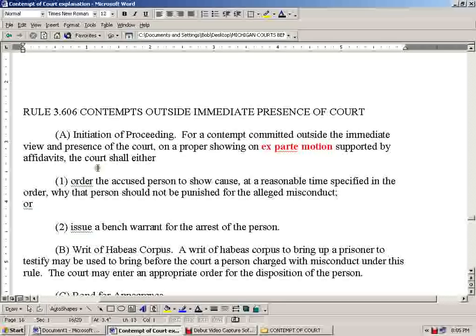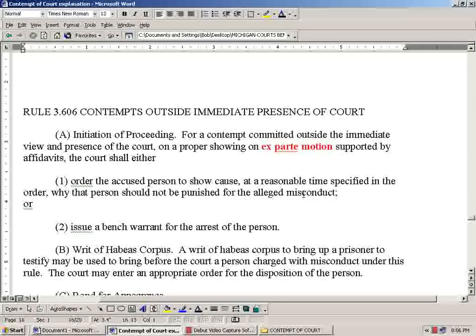The court shall either order the accused person to show cause, this would be by subpoena, at a reasonable time specified in the order, why the person should not be punished for the alleged misconduct, such as suing in the name of a fictitious plaintiff. That would be directed against the attorney of record for bringing a court case to court that had a fictitious plaintiff. He brought fraud upon the court.